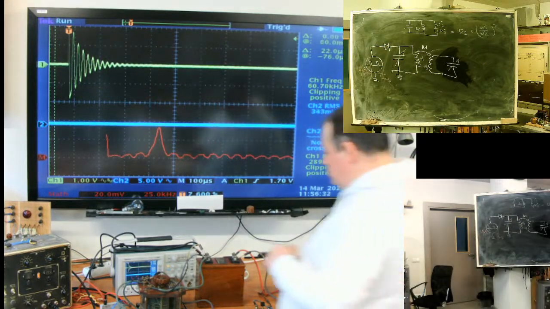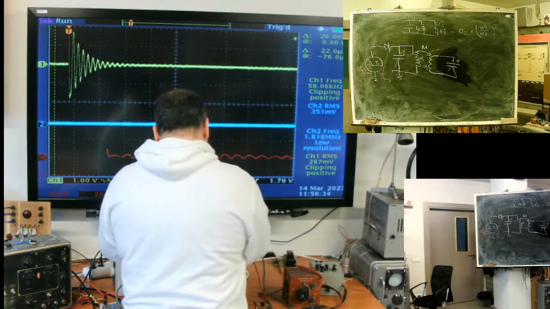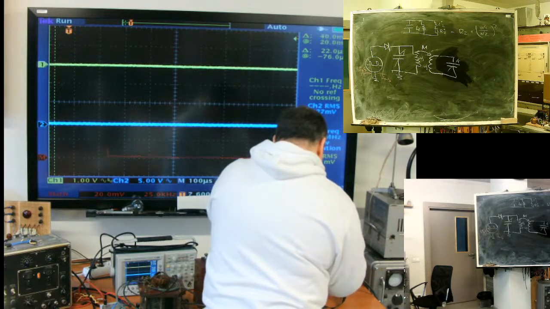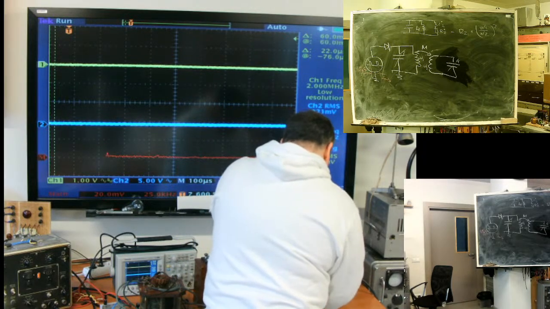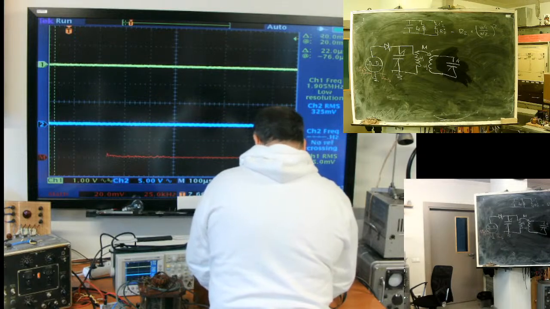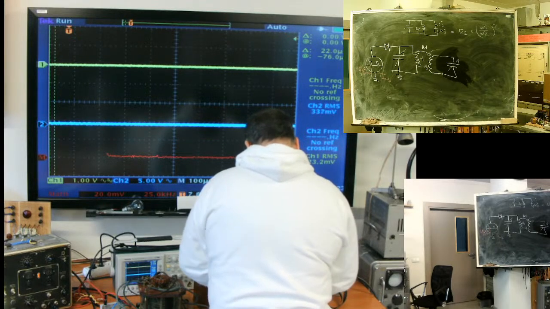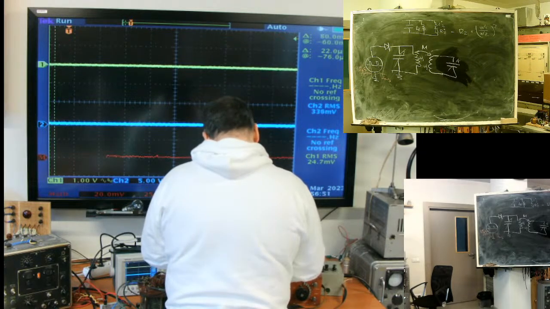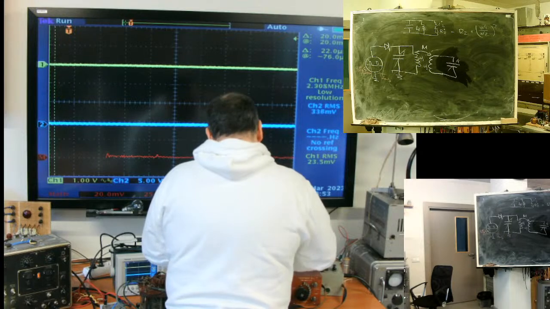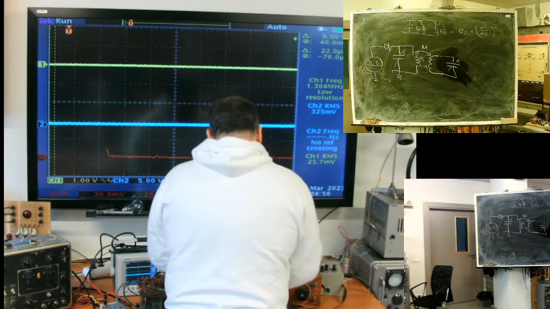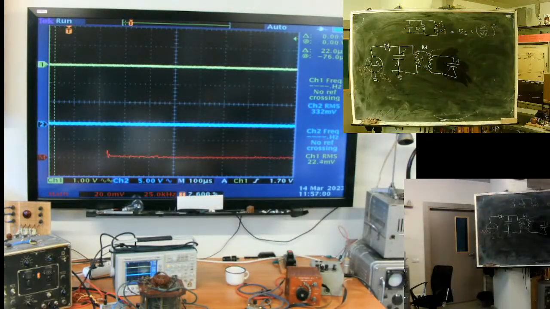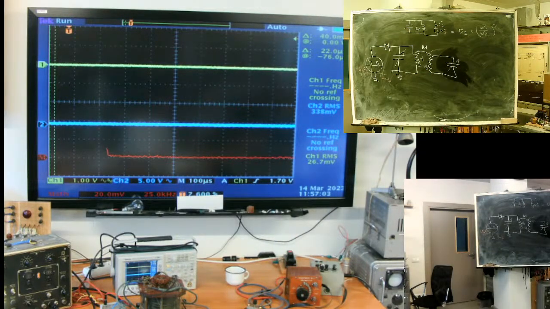What will I do? Here, I'm not able to change anything. I'll use a different model. I'll use a more complicated device.